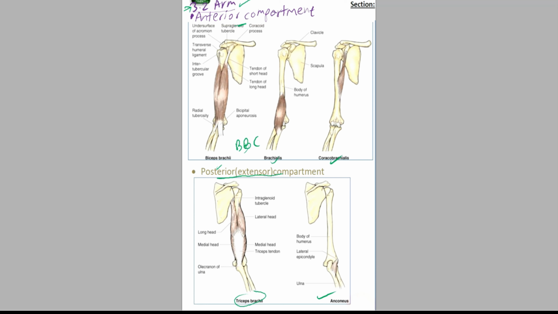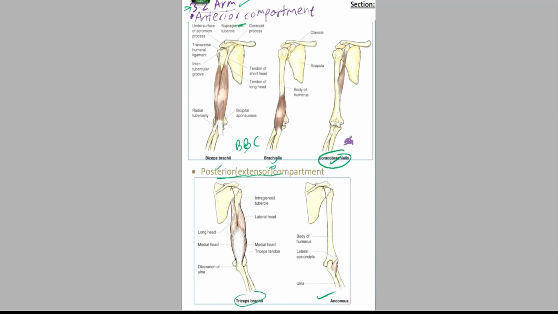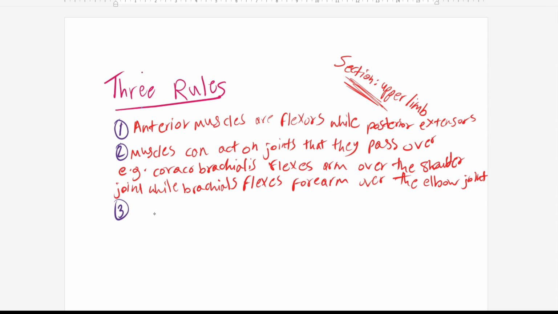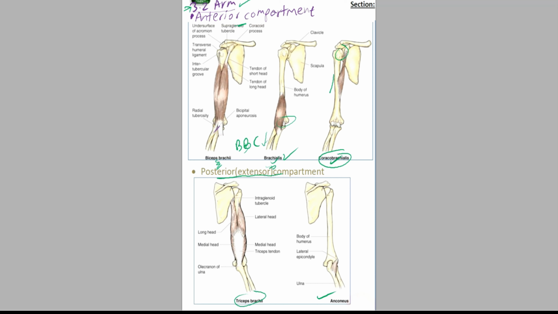Before we move on from this point, there are three rules you need to write after me. 1. Anterior muscles are flexors, while posterior are extensors. 2. Muscles can act on joints that they pass over. For example, the coracobrachialis flexes the arm over the shoulder joint, while brachialis flexes the forearm over the elbow joint. And the third rule says any muscle that inserts into radius front can do pronation and from back supination. Here the biceps brachii inserts into the radius front so it can pronate the forearm.